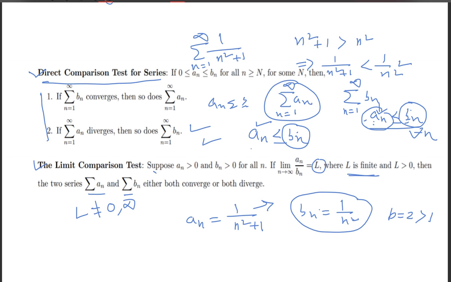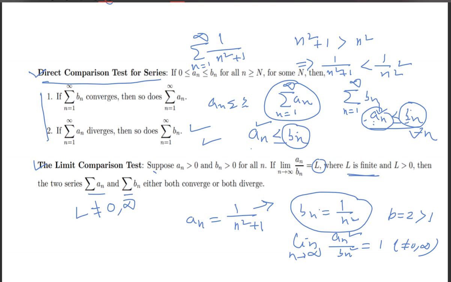Can I make it clear? Suppose here an is equal to 1 by n square plus 1. If you choose bn is equal to 1 by n square, you see limit n tends to infinity, an by bn is equal to 1, which is not equal to 0 and infinity. So you can say both the series are convergent or both are divergent. But you know that bn is convergent, so you must have an is also convergent.